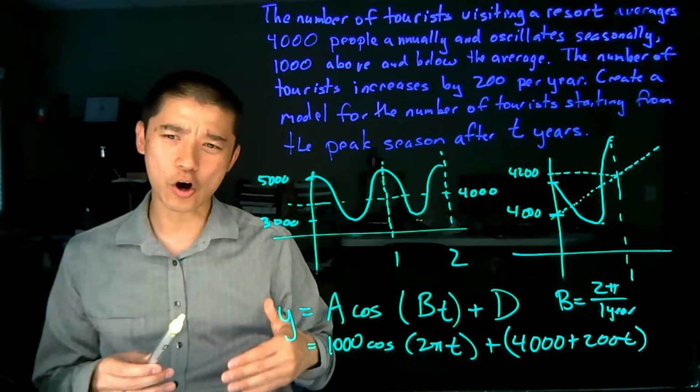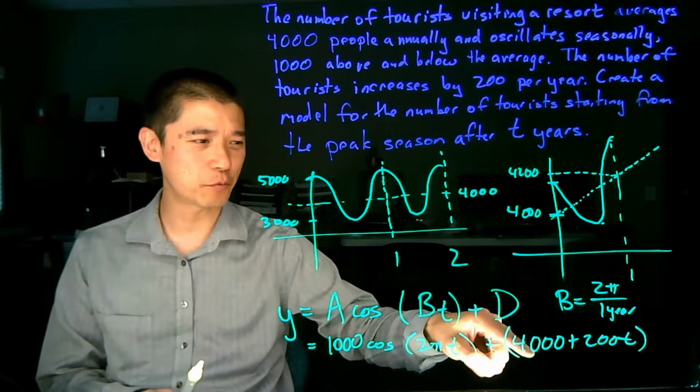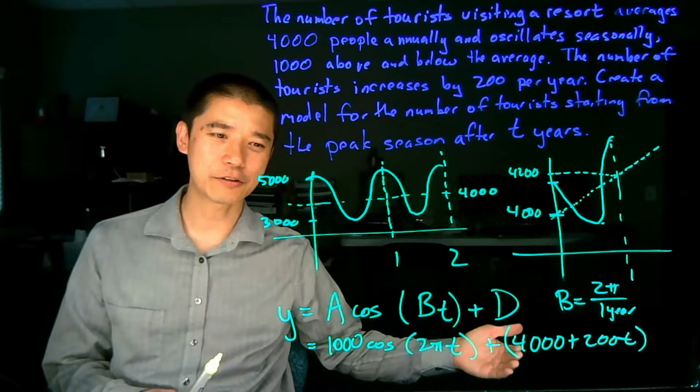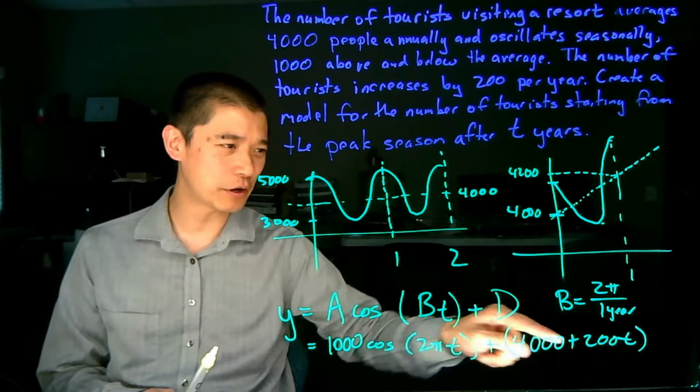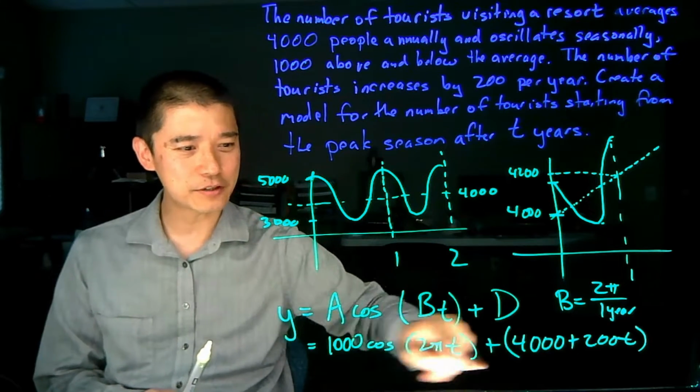And if you're not sure, you can always check this by thinking about a couple values. After 1 year, there should be 4,200, and you plug in t equal to 1, you get that. After 2 years, it increases by another 200, so that's 4,400. Set t equal to 2, and you get 4,400. And so this right here is the model.